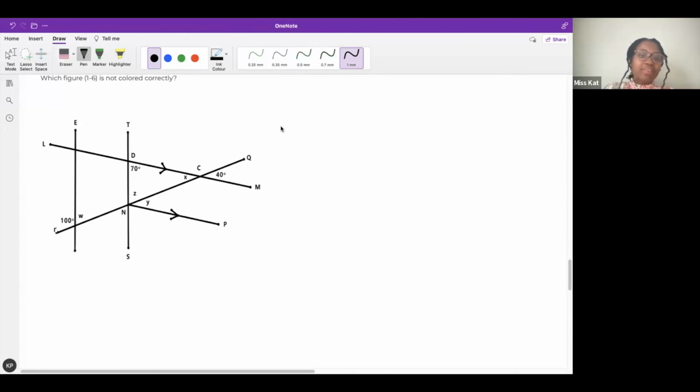Okay, we need X, W, Y, and Z. They are so easy. Mikhail is with us. X is 40, vertically opposite angles. Guys, how are you doing revision if you don't do exam questions? Okay, we have X. So I'm going to highlight it. What's Y, Z, and W?